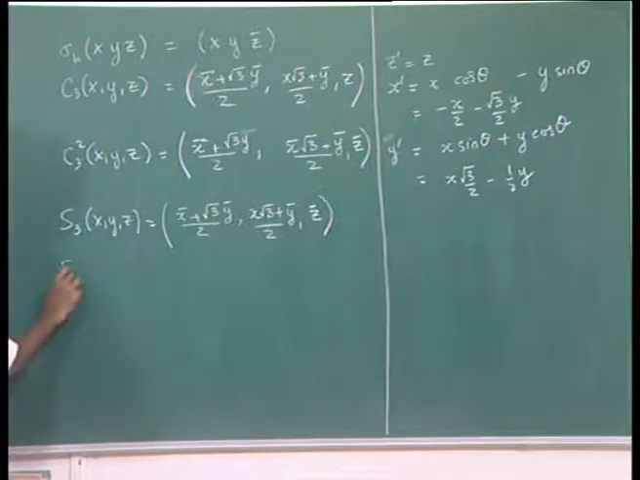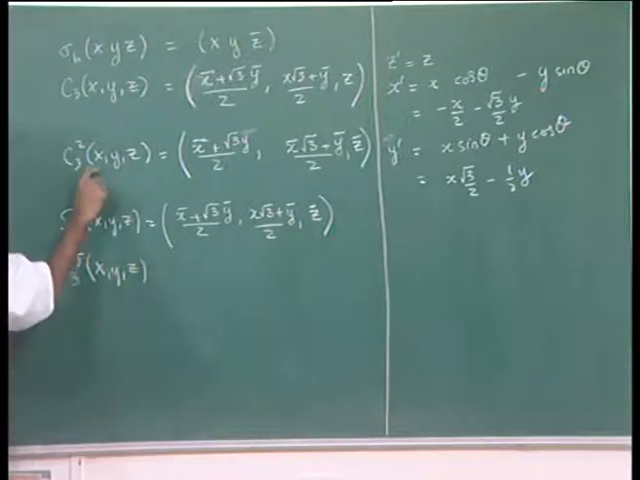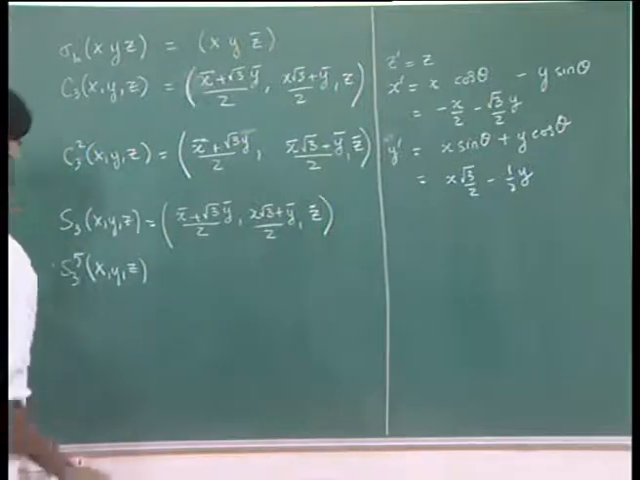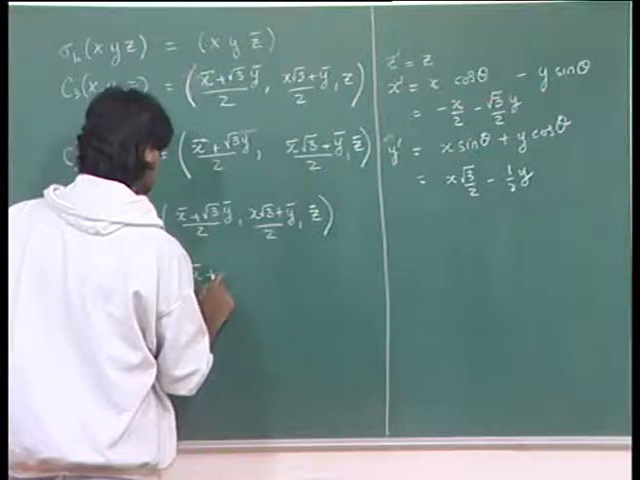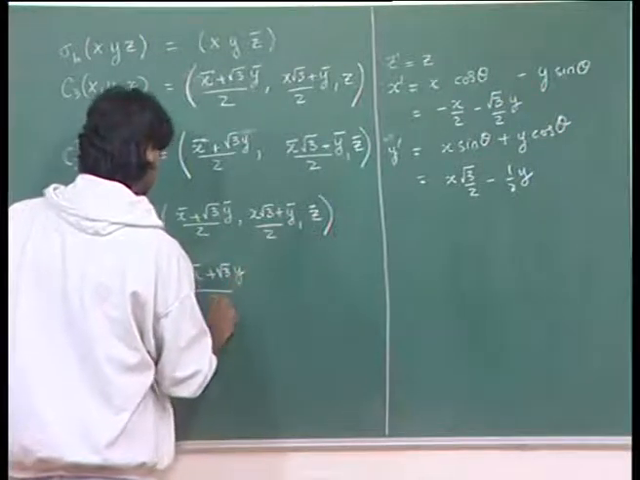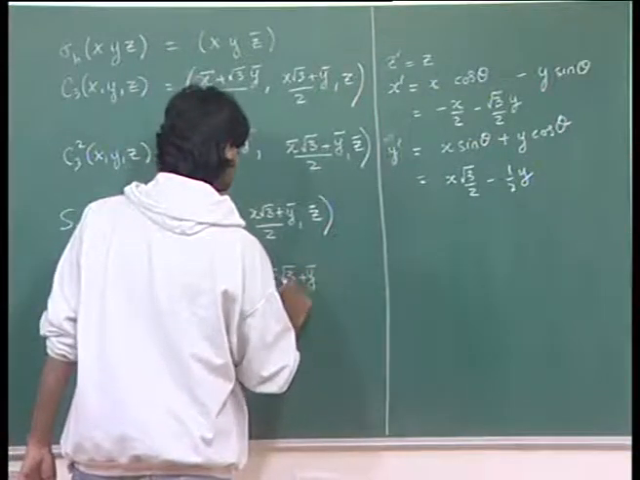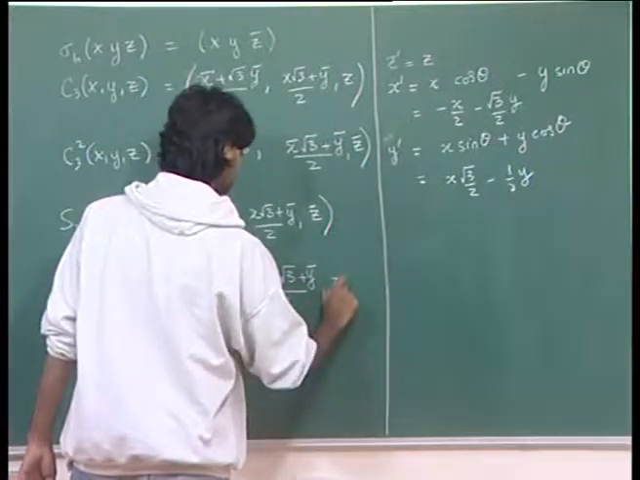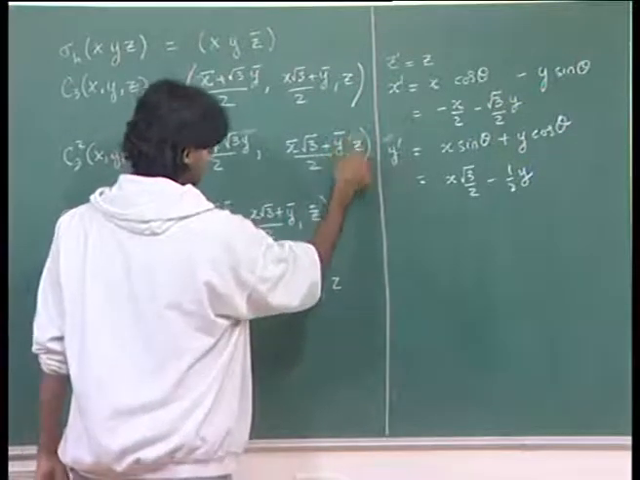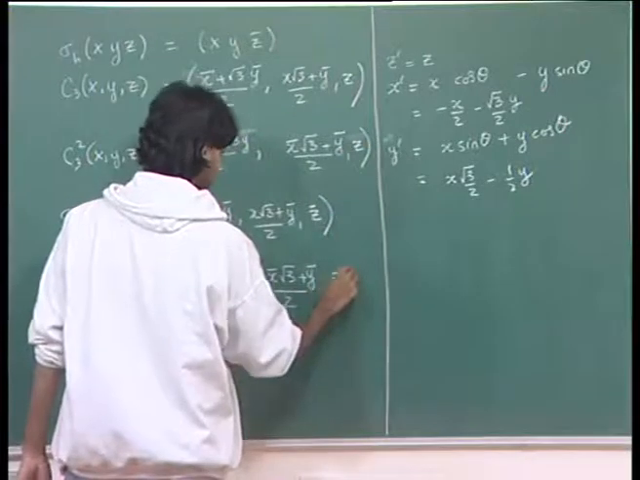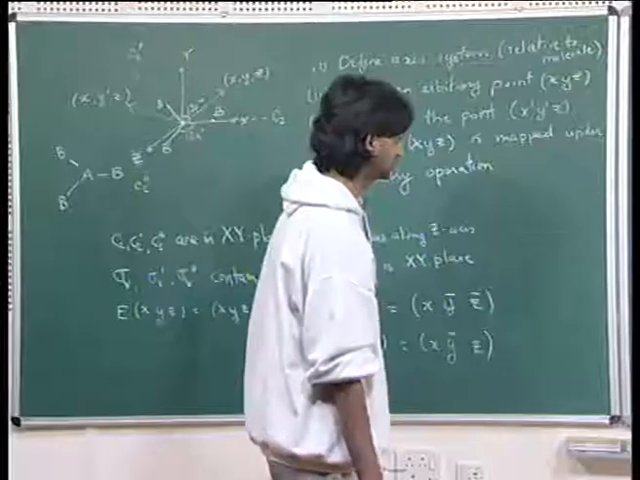And similarly, S3 raised to 5 of xyz is just C3 square into sigma h. So C3 square is just root 3 y by 2. Sorry, C3 square should just have had a z. So now S3 5 will have z bar. Okay, so this is also not too difficult.